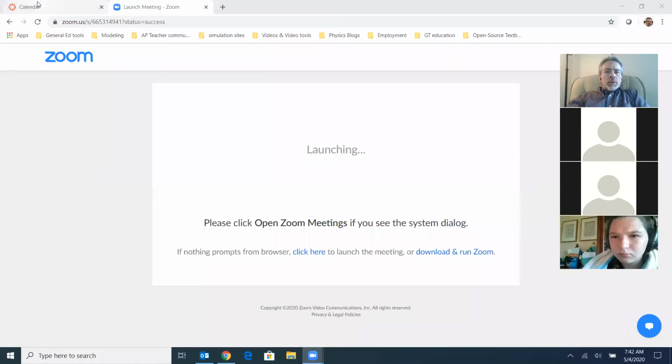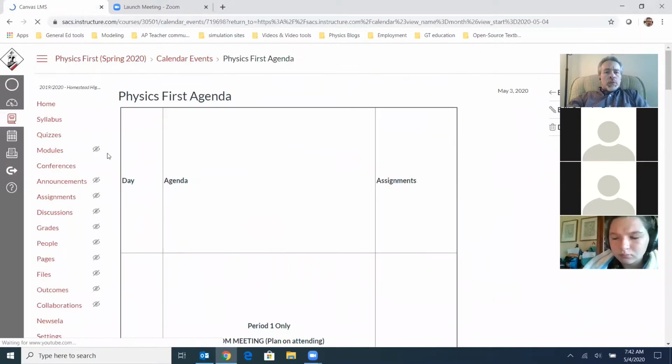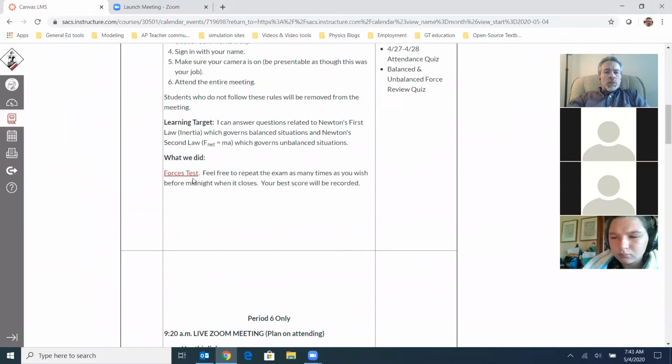If you guys want to go ahead and get into the test, you can go ahead and start it now if you want. It's on the Canvas calendar. If you click on it, make it a little bit bigger. If you go down to where it says force test, you could take it over and over as much as you want. Okay. Or you can wait until class starts. Doesn't matter.